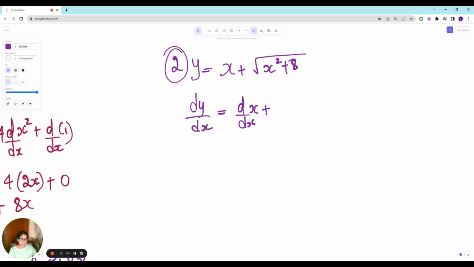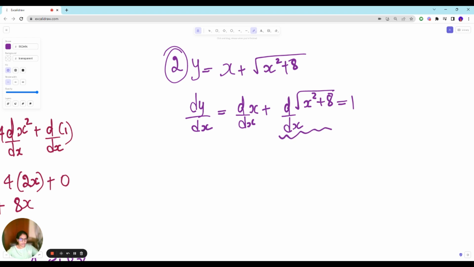So this is equal to d by dx of x, I'm using the sum rule, plus d by dx of square root of x square plus 8. What is d by dx of x? That is 1. Agree? Now I need to find d by dx of what? Square root of x square plus 8.